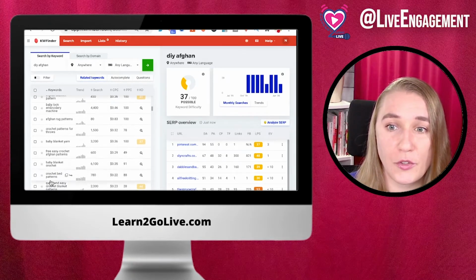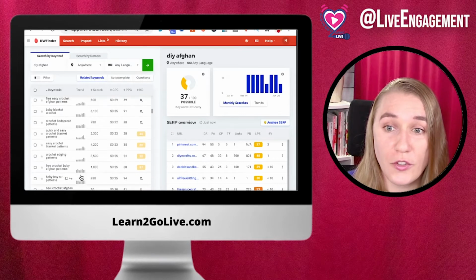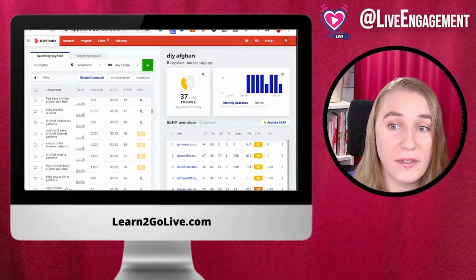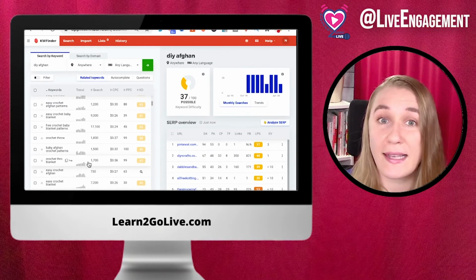Or Afghan blanket pattern. You can use that keyword in between as a synonym. What else can you do? You could use here crochet bedspread pattern. That's something you can use also. There's different ones you can use here. New crochet Afghan patterns. It only has a number of 20. There's many different keywords here that you can use as synonyms.